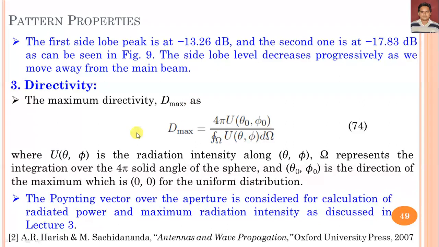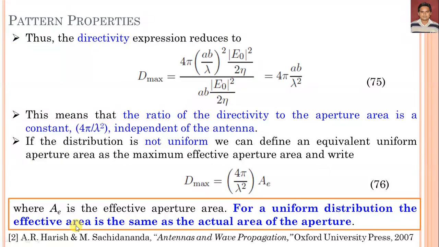Then further we can calculate the directivity by using the general equation 74, and we can adopt a similar procedure to calculate the radiated power and the maximum radiation intensity, as discussed in lecture 3 of this antenna aperture series. Then you can calculate the directivity D naught equal to 4 pi ab upon lambda square. Here 4 pi is the multiplication, this is the maximum radiation intensity, and this is the radiated power, and this radiated power we can calculate by using the Poynting vector. So we can say the ratio of directivity to the aperture is constant, which is equal to 4 pi upon lambda square, which is independent of the antenna.